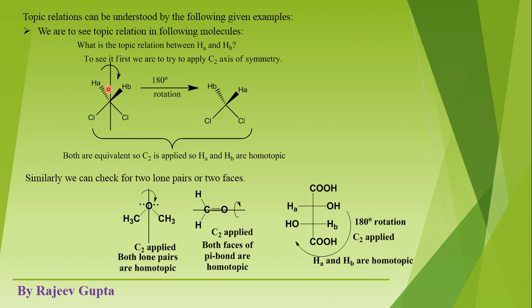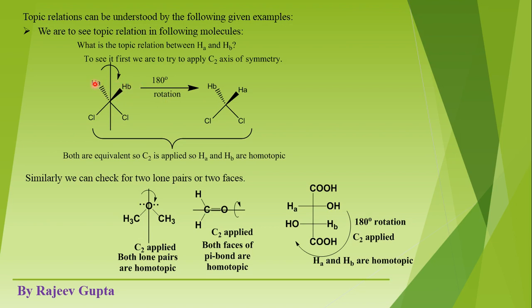Dichloromethane: a tetrahedral carbon attached to 2 hydrogen atoms and 2 chlorine atoms. First we have to check the C2 axis of symmetry. This axis passes through the Cl-Cl line and between HA and HB. Now, with 180-degree rotation, what do we get?